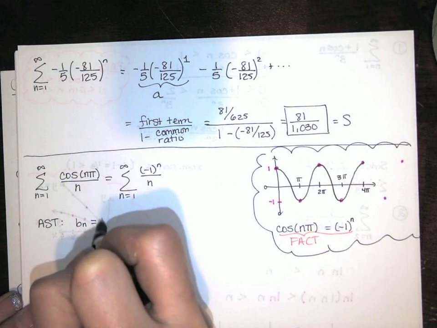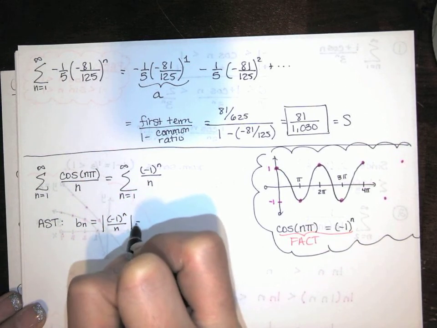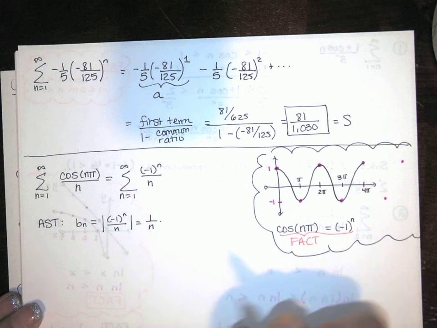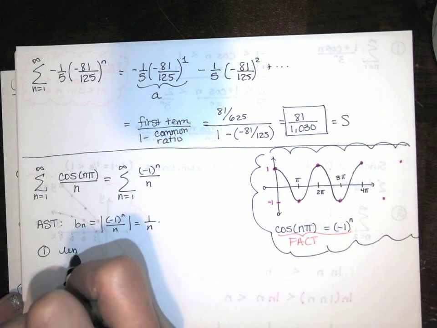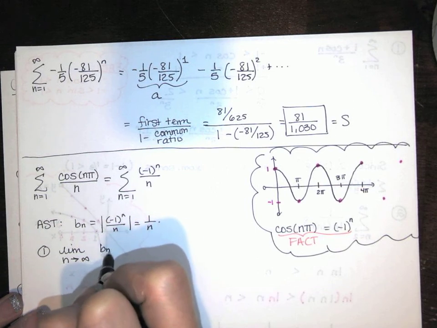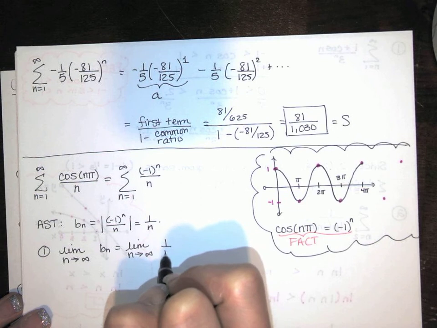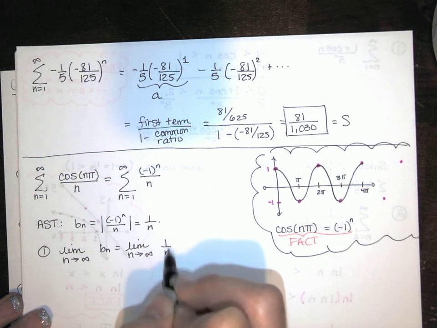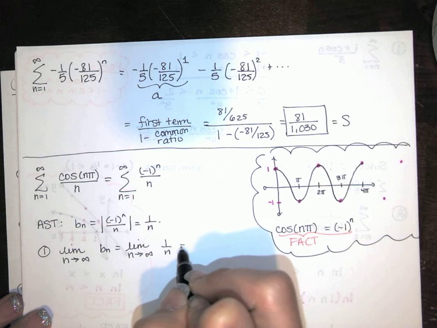b sub n is the absolute value of the nth term. So that's just 1 over n. And we need to check two conditions. We need to look at the limit as n goes to infinity of b sub n, which is the limit as n goes to infinity of 1 over n. As n gets very large, the fraction gets smaller and smaller, so we get 0.